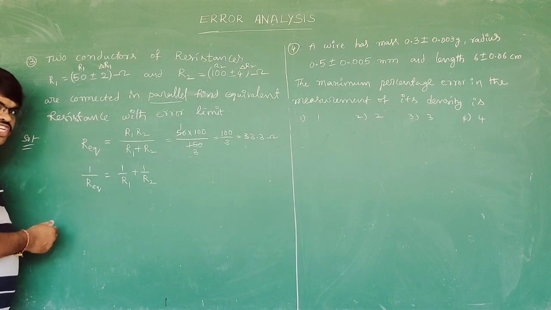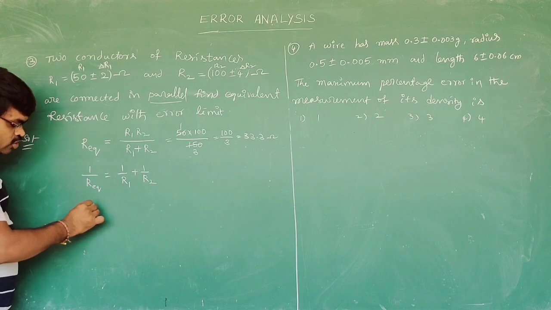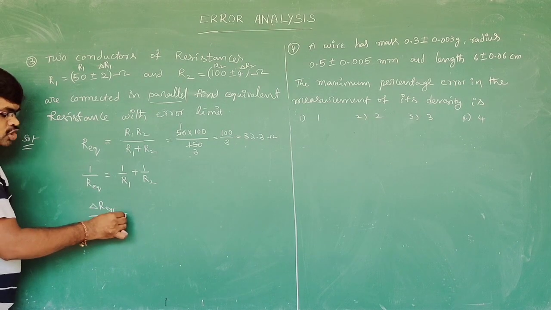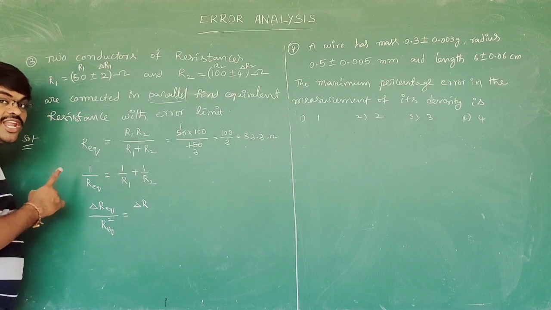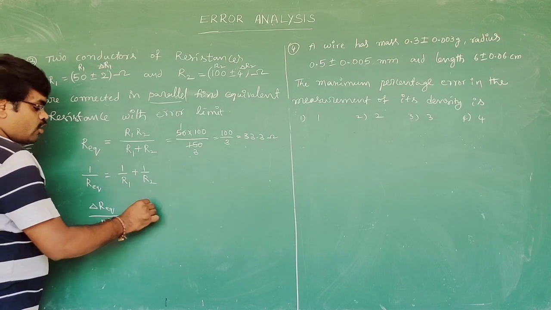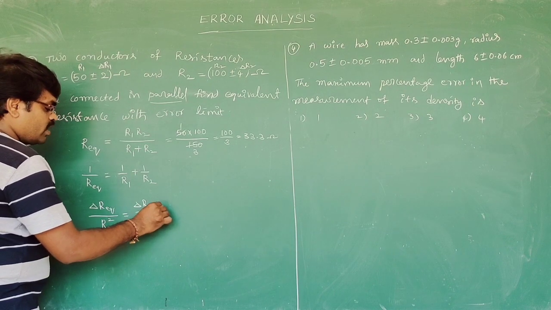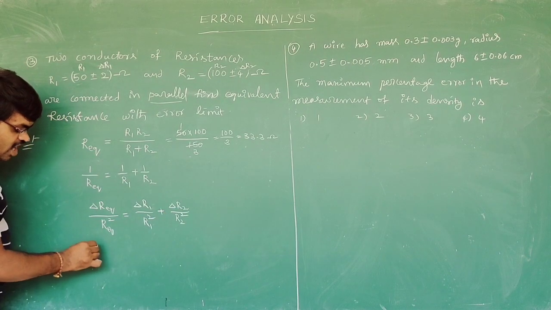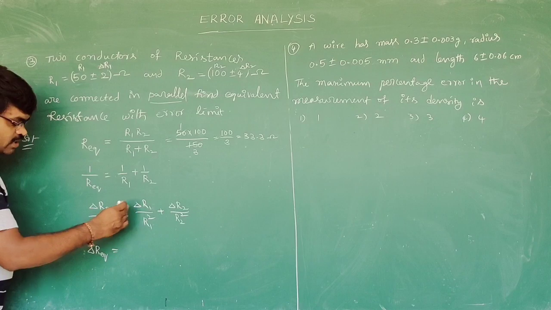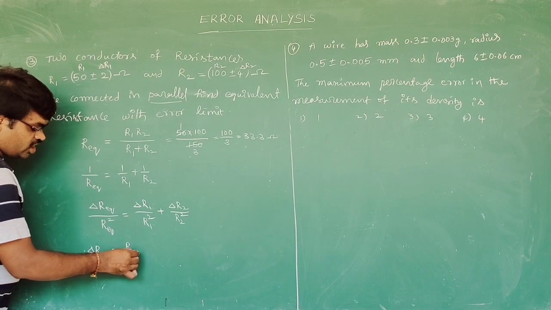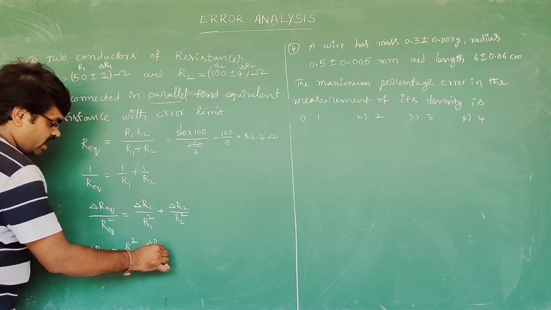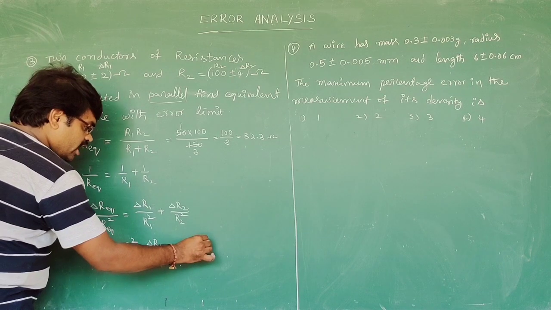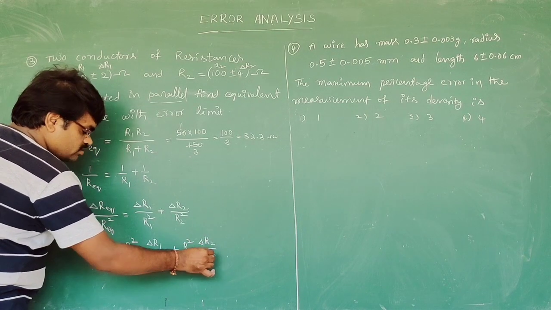Now here we differentiate with the error limits. Then it can be written as delta Req by Req square is equal to delta R1 by R1 square plus delta R2 by R2 square. Then delta Req is equal to cross multiplication: Req square into delta R1 by R1 square plus Req square into delta R2 by R2 square.